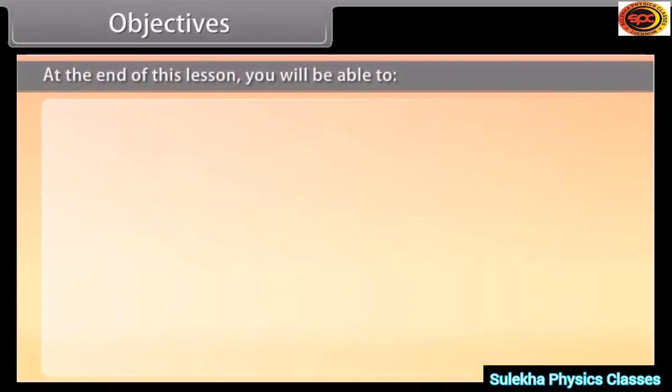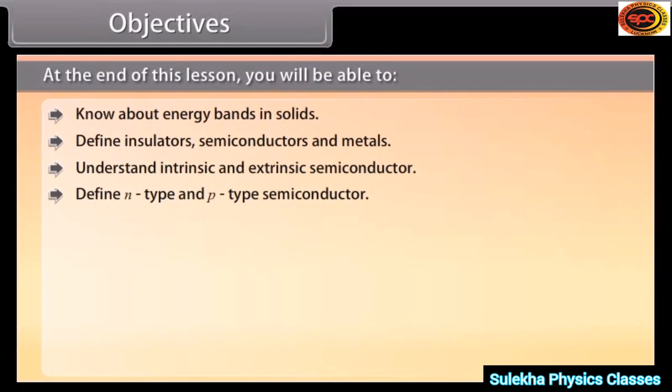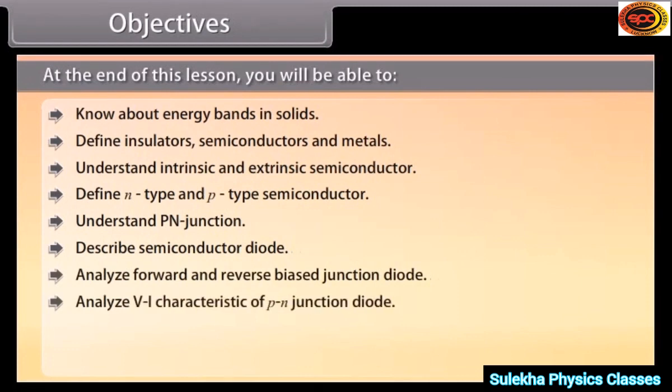At the end of this lesson, you will be able to know about energy bands in solids, define insulators, semiconductors and metals, understand intrinsic and extrinsic semiconductors, define N-type and P-type semiconductors, understand the P-N junction, describe the semiconductor diode, analyze forward and reverse biased junction diode, analyze the VI characteristic of the P-N junction diode, define rectifier, and explain the Zener diode.